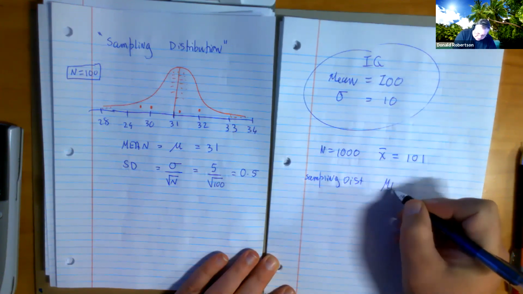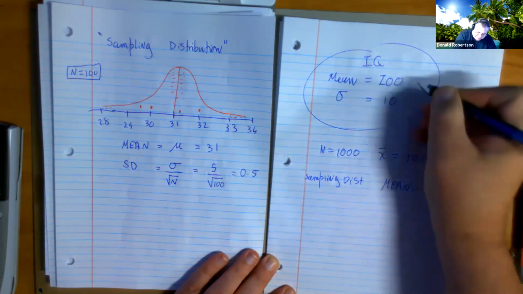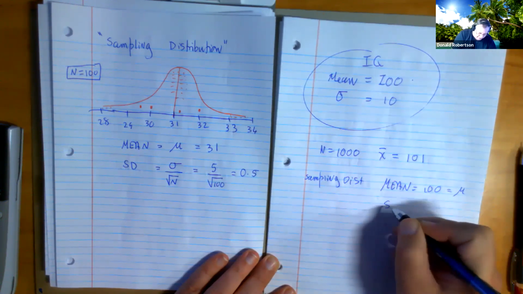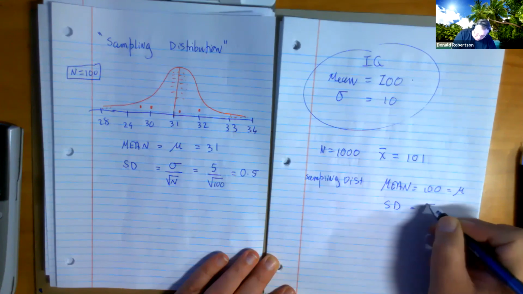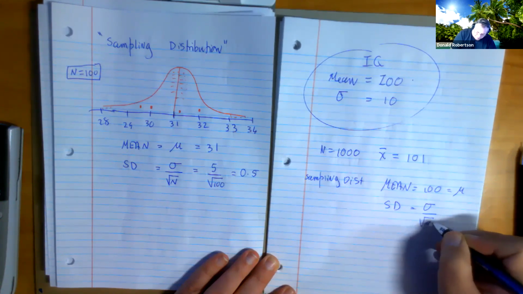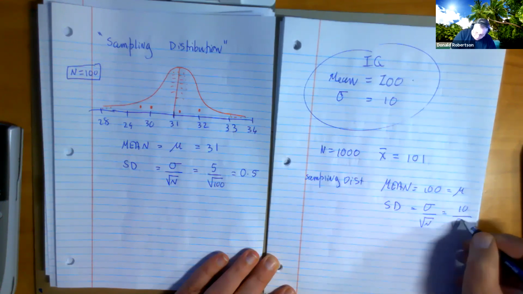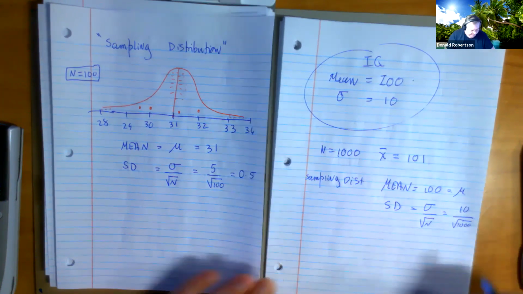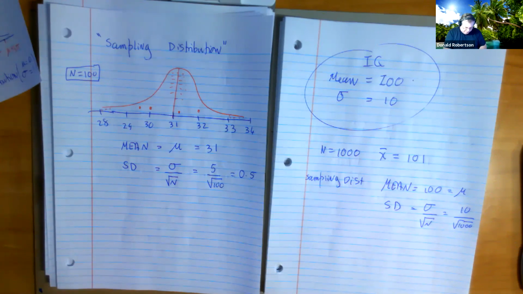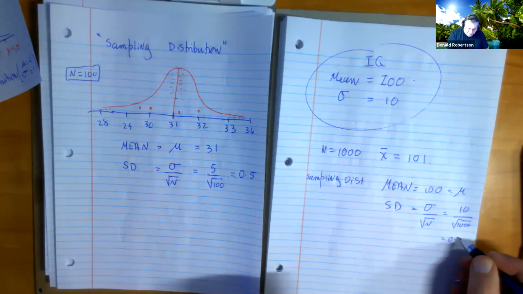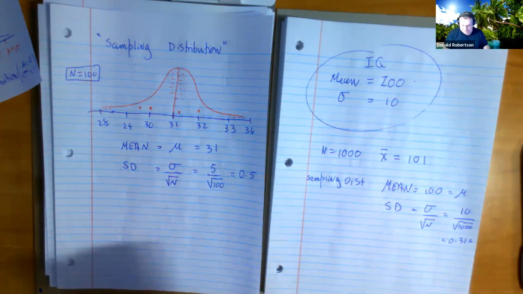Its mean is this guy. And its standard deviation is sigma over the square root of n, and that ends up being 10 over the square root of 1,000. I'm going to do 10 divided by the square root of 1,000, and that ends up being 0.316.